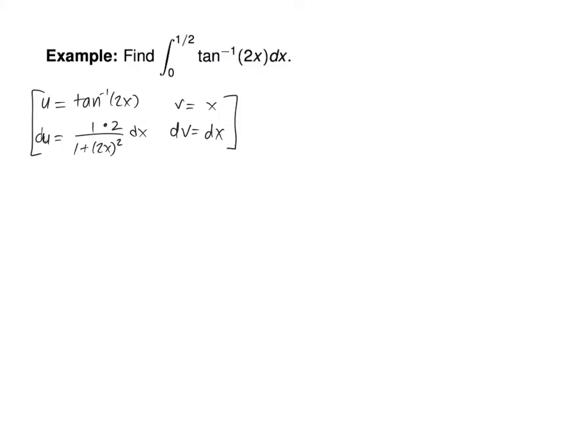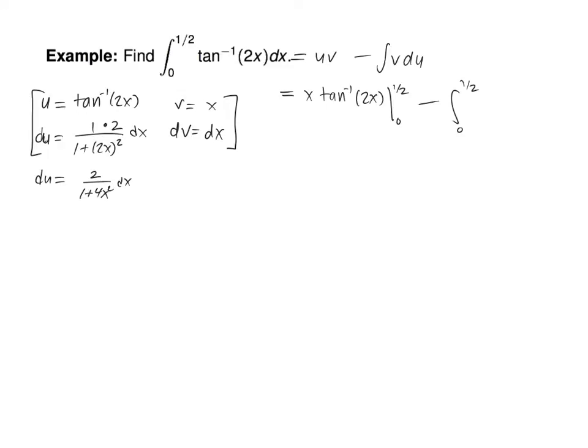So really that's 2 over 1 plus 4x squared, right? Okay. So just to simplify it, du is 2 over 1 plus 4x squared dx. Okay. All right, equals uv minus integral v du. So x tan inverse 2x, 0 to a half, minus integral 0 to a half.